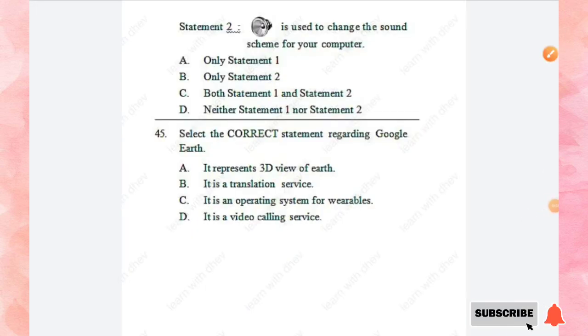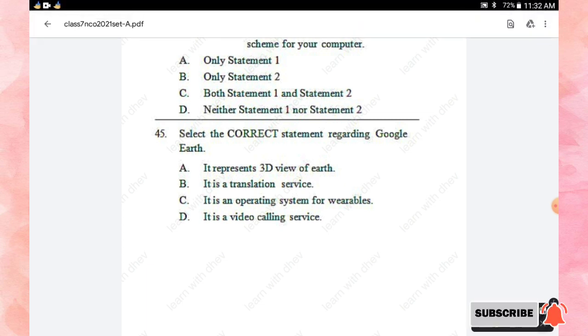Question number 45. Select the correct statement regarding Google Earth. It represents 3D view of Earth. It is a translation service. It is an operating system for wearables. It is a video calling service. The right answer is it represents 3D view of Earth.